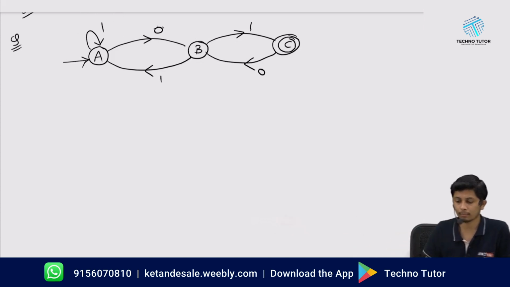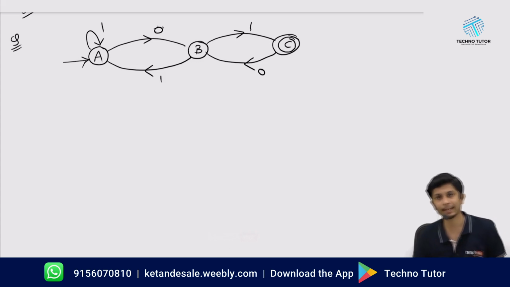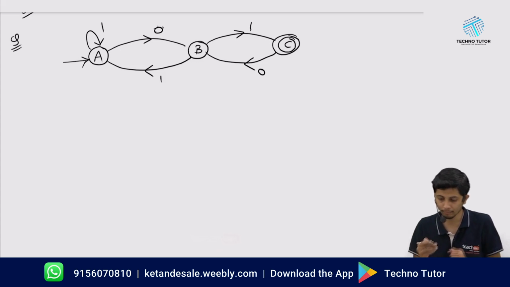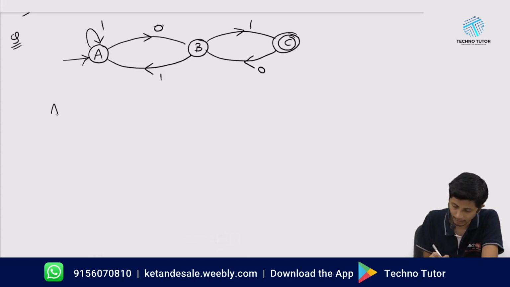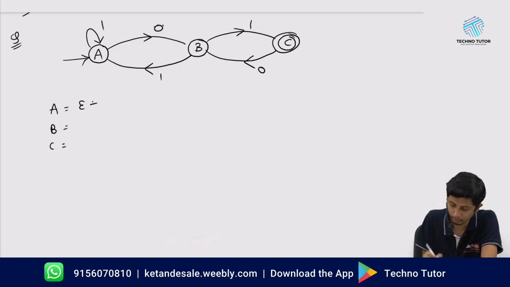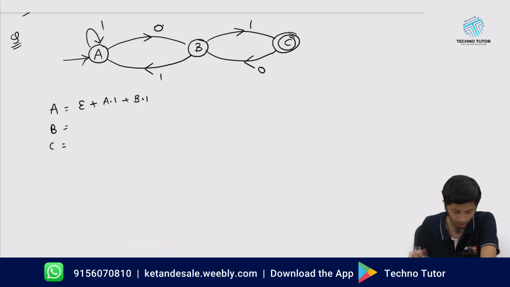Now we'll solve one more example of Arden's theorem, so that you will get familiar with the theorem. So always remember, your expression you should bring out to the form R is equal to Q plus RP, so that it can be simplified with R is equal to Q dot P raised to star. Okay. So very first, every equation means every state needs to be represented in equation form. So very first is your epsilon plus A dot 1 plus B dot 1, क्योंकि A का सेल्फ लूप है, B से A का ट्रांजिशन आ रहा है.